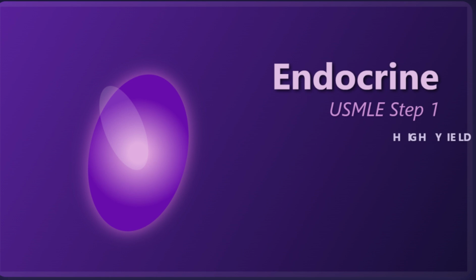In the cortex, the zona glomerulosa is regulated by angiotensin II and produces aldosterone. The zona fasciculata is regulated by ACTH and CRH and produces cortisol. The zona reticularis is also regulated by ACTH and CRH and produces DHEA.